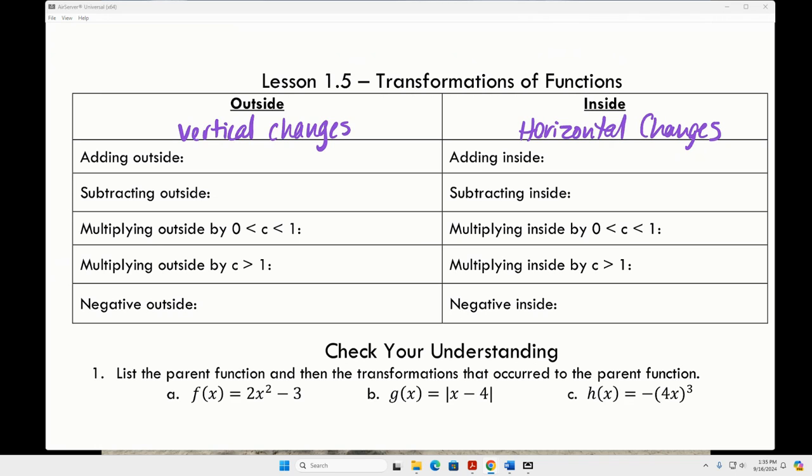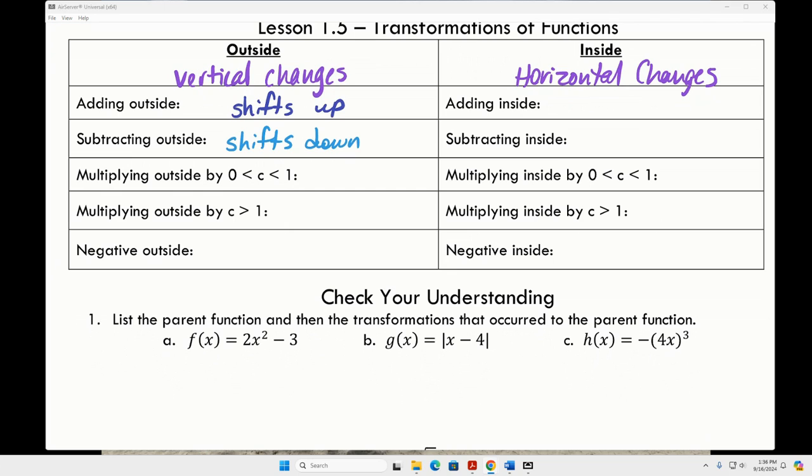So when you add on the outside, it's going to shift up. And when you subtract on the outside, it shifts down. So adding and subtracting is always a shift. Multiplying is called a dilation, but a lot of times I'll just say shrink or compression. I'm pretty sure that's what your Algebra 2 teachers also said. So when you multiply on the outside, it's going to be a vertical change.